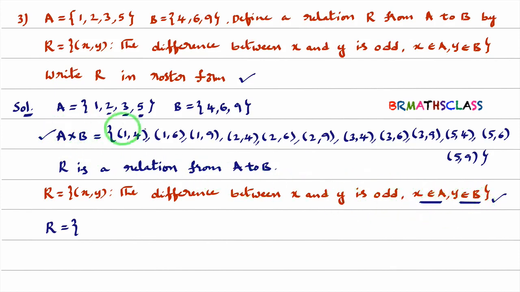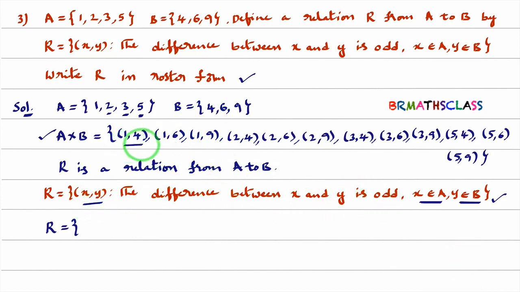You can observe all the elements of A cross B: first elements are in set A, second elements are in set B. That we know from the definition of the Cartesian product of sets. Here, you identify the ordered pairs x comma y whose difference is odd.